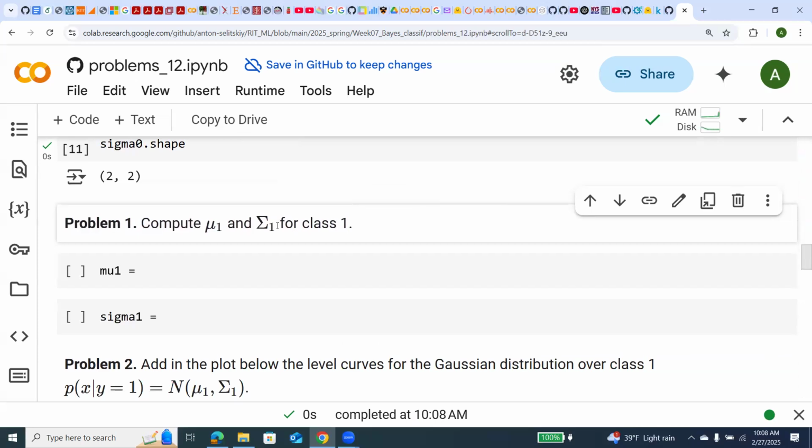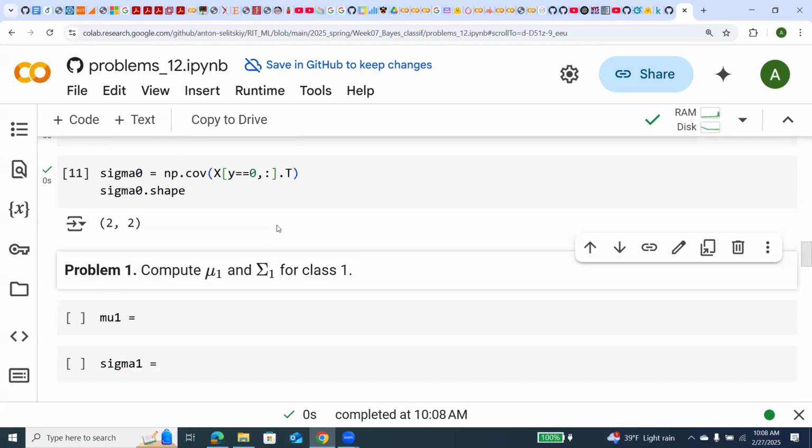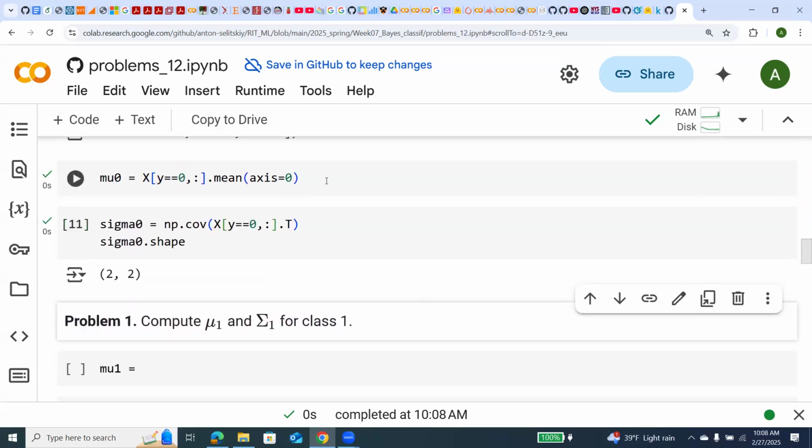Okay, your turn. Just do the same for class 1. Let's copy paste this code.